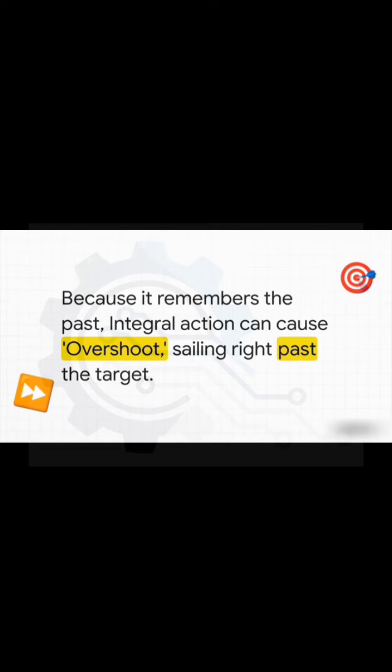But having a great memory can sometimes be a problem, because the integral term has built up all this corrective momentum from all those past errors. It can actually cause the system to blow right past its target. We call this overshoot. The system has so much built up energy that it just can't stop on a dime, just like our ship sailing way past its intended course because it turned too hard for too long.